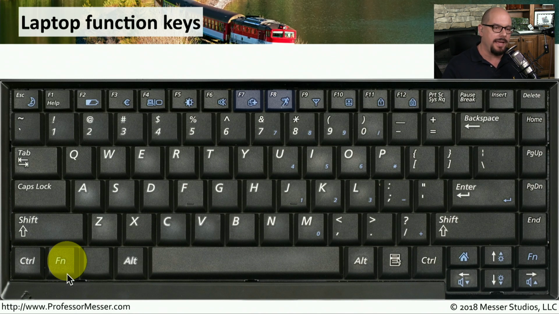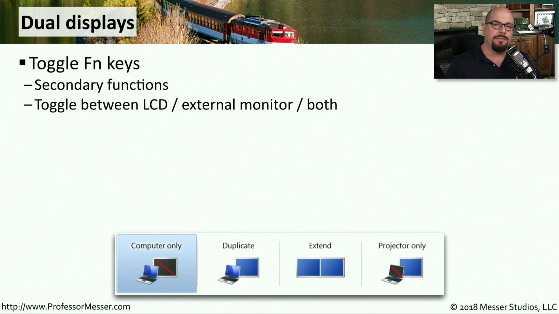And by holding down the FN key or function key and then clicking one of these blue buttons, you'll be able to perform an additional set of features. One very common function key that you would find on many different laptops is one that allows you to control dual displays. Dual displays are referring to both the internal display that's on the inside of your laptop and then an external display that you can connect to using an HDMI connection or a VGA connection that's on your laptop.